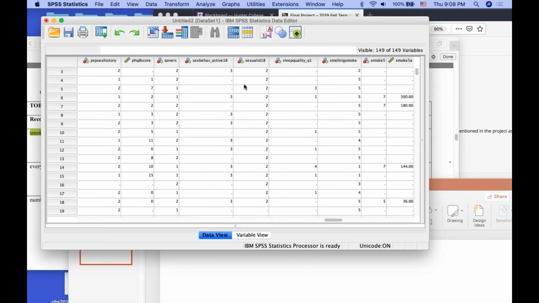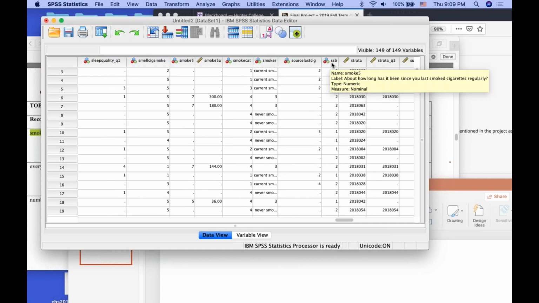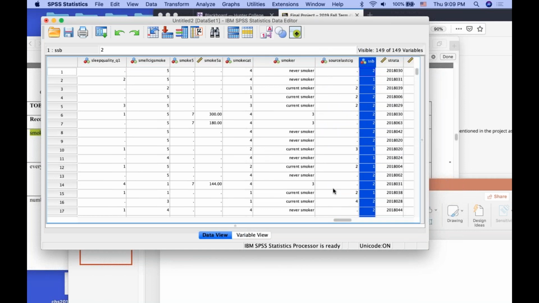Smoke 5. Smoke 5. Smoker. Oh, it's in R. That's why it's passed here. Here we go. There it is right there. So if you look, it substituted the word smoker and not exactly for 1 and 2.